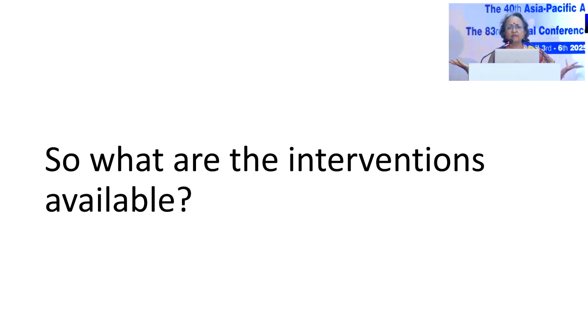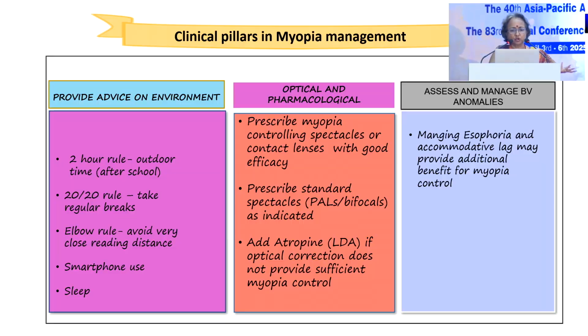Okay, so what do we have? What interventions do we have to stop this progression? We can provide advice on environment that includes 2 hours outdoors, taking breaks regularly during near work, and the elbow rule: keep it a little far away, as far away as your elbow. Have controls over smartphone use and good sleep. Poor sleep has also been shown as an important factor for progression.